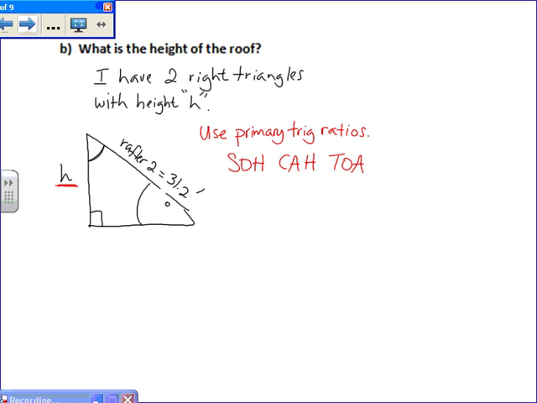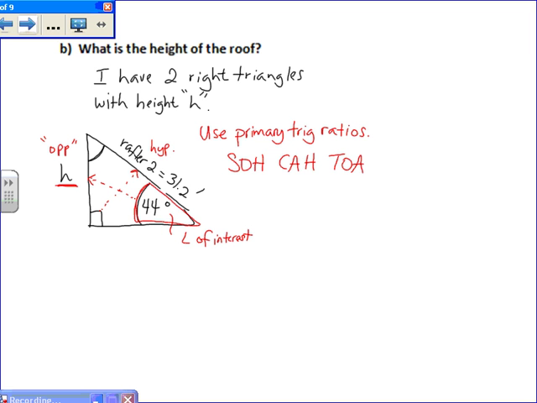Okay, 44 degrees. Let me write 44 degrees a little bit more clearly here. 44 degrees is the angle of interest. This is the angle that we're going to label our triangle around. Okay, this is called my angle of interest. In other words, I'm going to label my triangle relative to that angle. So opposite from that angle is h. Okay, that's what I'm solving for, opposite. Rafter 2 is across from the right angle, which makes it the hypotenuse. So I need to use a primary trig ratio that includes my hypotenuse and my opposite side.